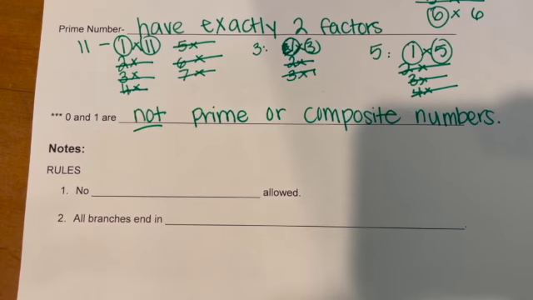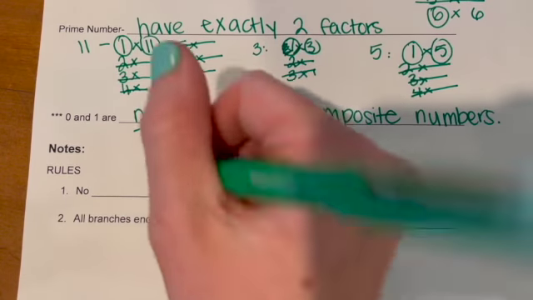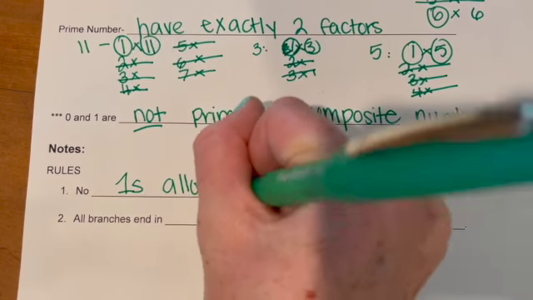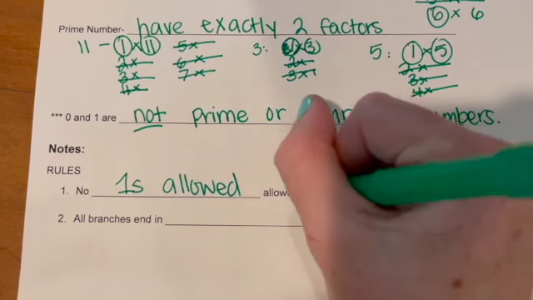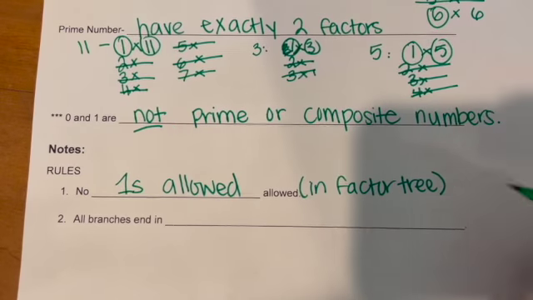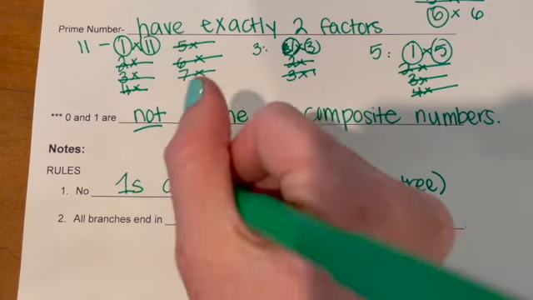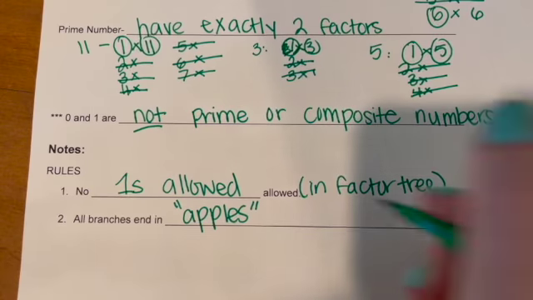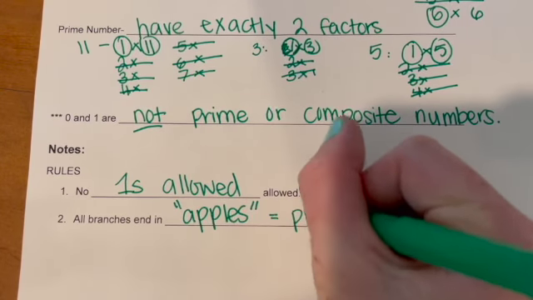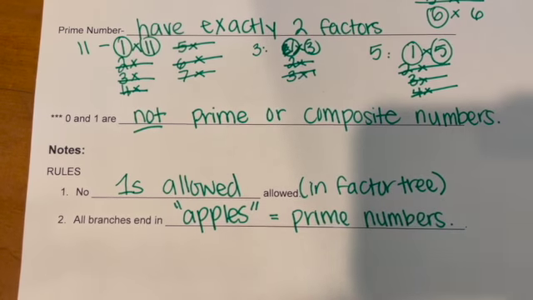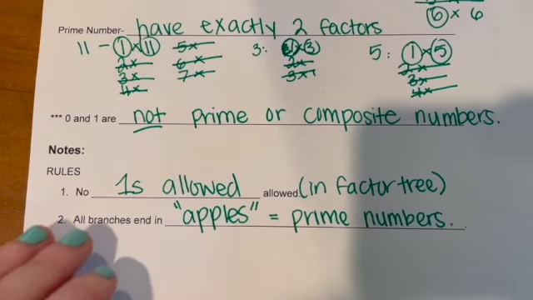Okay, under notes we have rules. Our first rule is that there are no ones allowed in our factor tree. Our second one, all branches end in apples. And again, our apples are our prime numbers. It's just a fancy word that we're going to be calling them. It's just another word for our prime numbers.